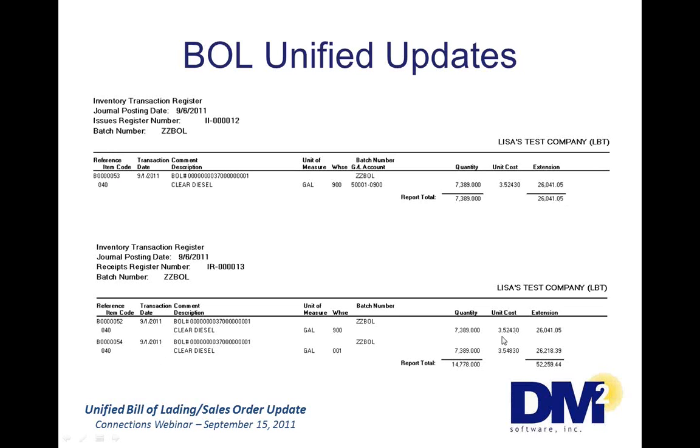Notice that it was received into my truck warehouse for this cost. It was issued out of that truck warehouse at that same cost, but when I received it into my cardlock warehouse, it added freight to it, and I now have a freight factor to the cost of my product in my cardlock warehouse.